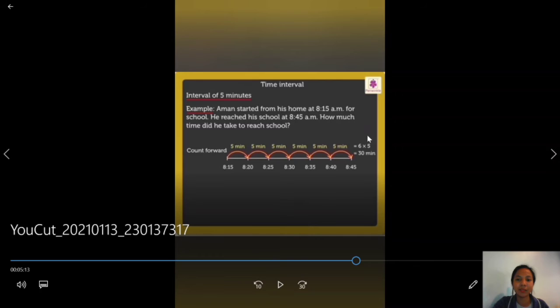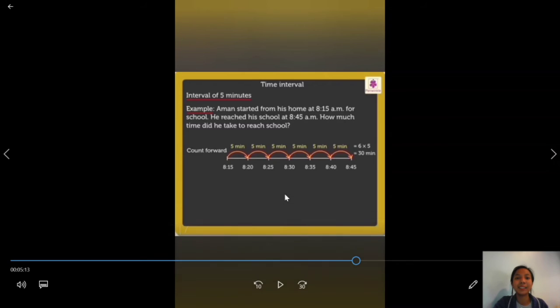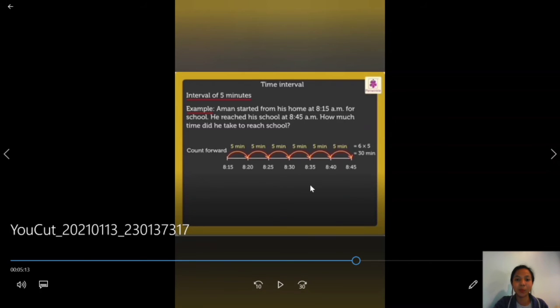Or you can just add or I mean multiply to make it shorter to solve it faster. So 1, 2, 3, 4, 5, 6. 6 times 5 minutes. So the total is 30 minutes. It took him 30 minutes before he arrives at school. Alright.